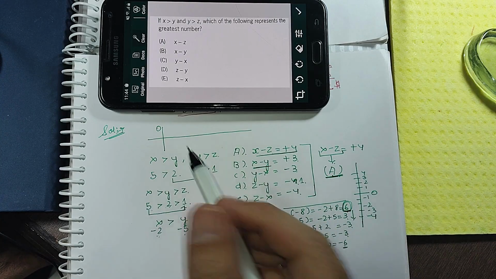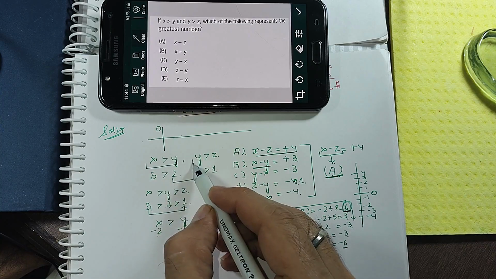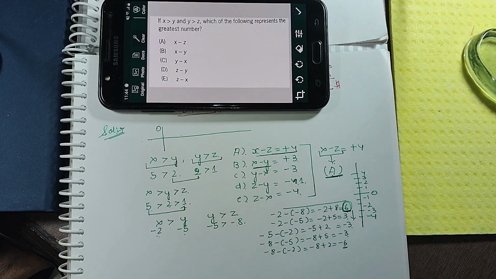Now there will be a third case in which you will be taking a mix of values where you have to fulfill these criteria. Again you will find that option A comes as the greatest number.